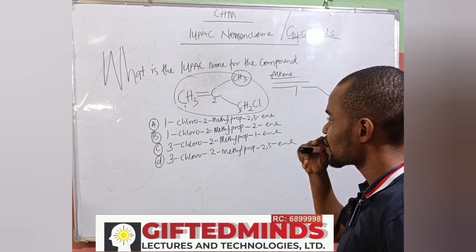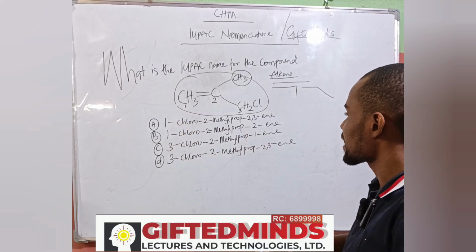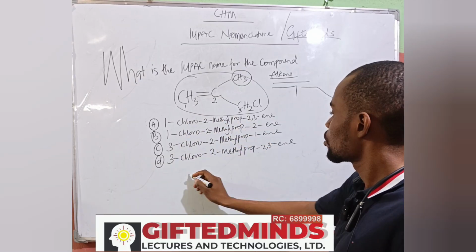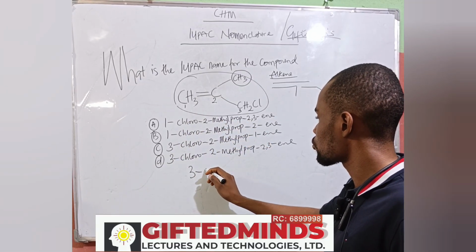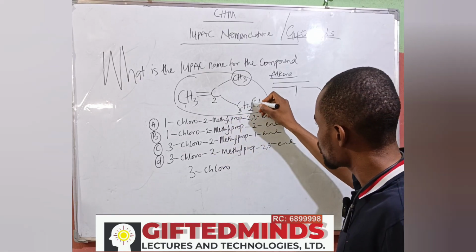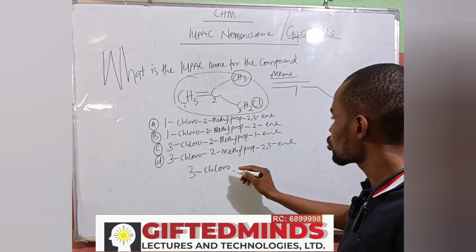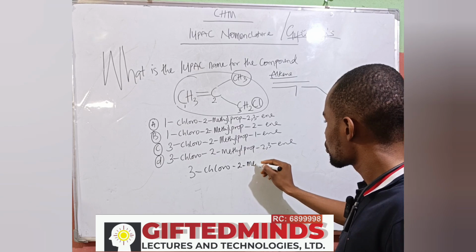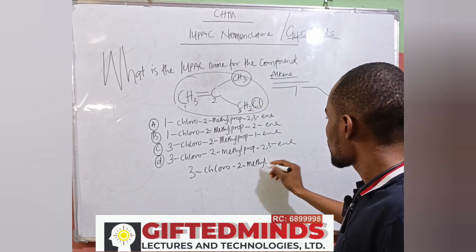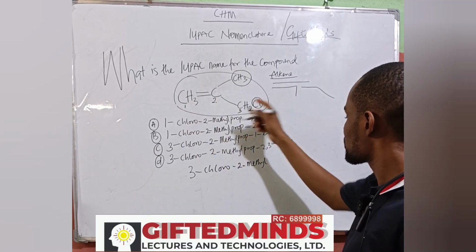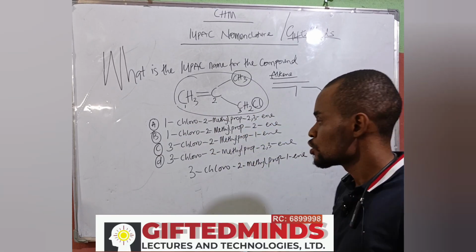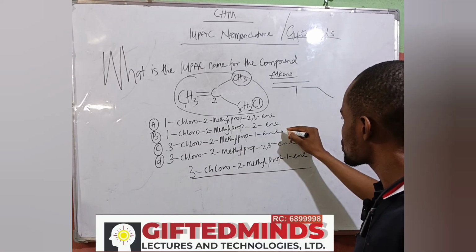Now if I choose my numbering from this place, 1, 2, 3, I get 3-chloro. 3-chloro means at carbon 3 there is a chlorine. You understand? 3-chloro, 2-methyl, which means at carbon 2 there is a methyl group. Then the longest chain is 3 carbon, so I get prop-1-ene. So this is my name and option C is the answer.